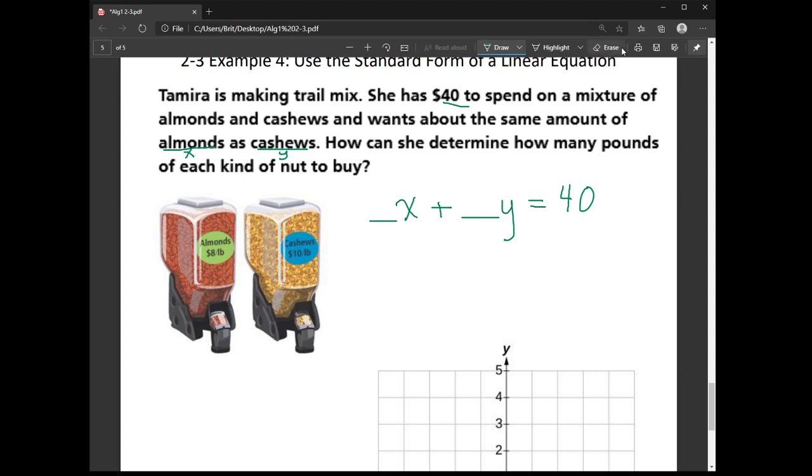And so when I first went to do this problem, I got thrown off a little bit, because they don't say how much they cost. But apparently the prices are on these little canisters. So she's at like Sprouts or something.